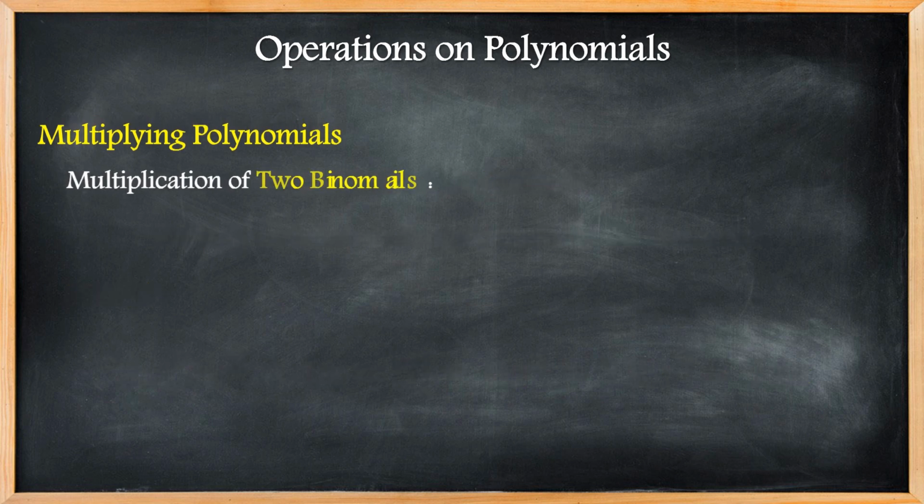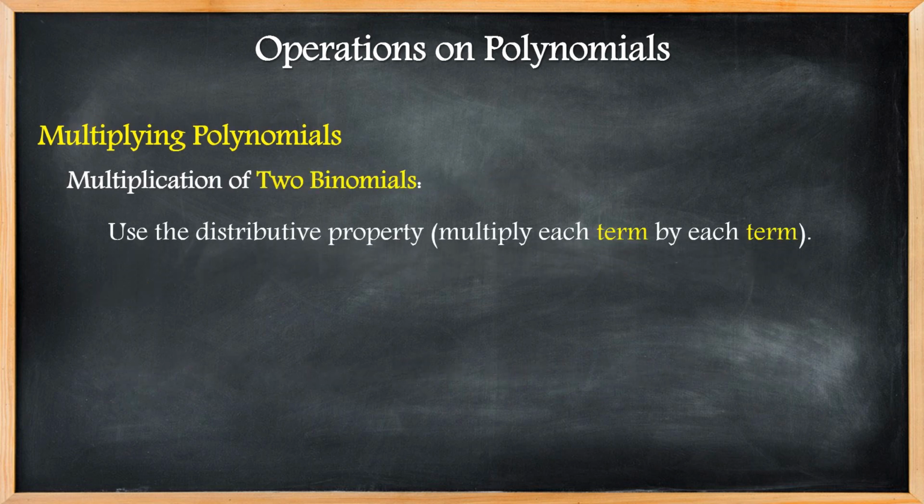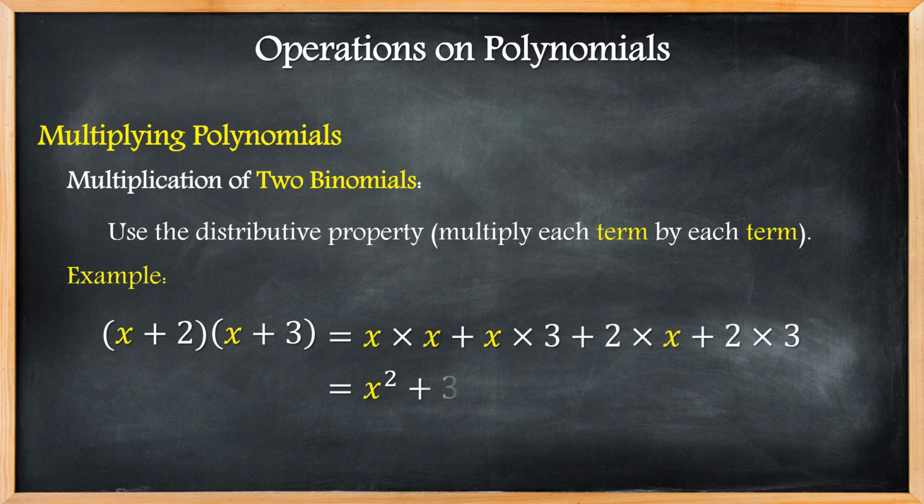Now let's multiply 2 binomials. We use the distributive property, which means we multiply each term in the first binomial by each term in the second binomial. For example, to multiply x plus 2 by x plus 3, we do x times x equals x squared. x times 3 equals 3x. 2 times x equals 2x. 2 times 3 equals 6. Combine like terms, 3x plus 2x equals 5x. So the result is x squared plus 5x plus 6.